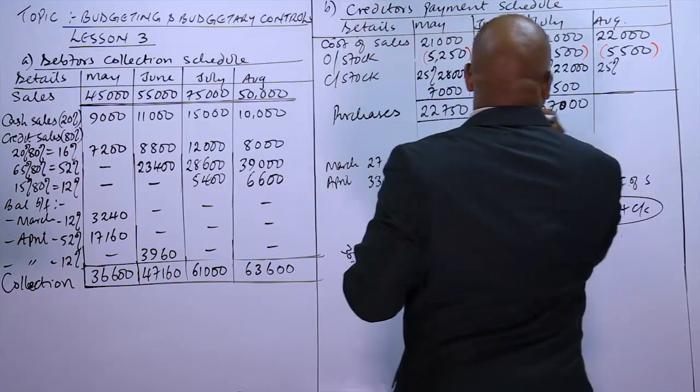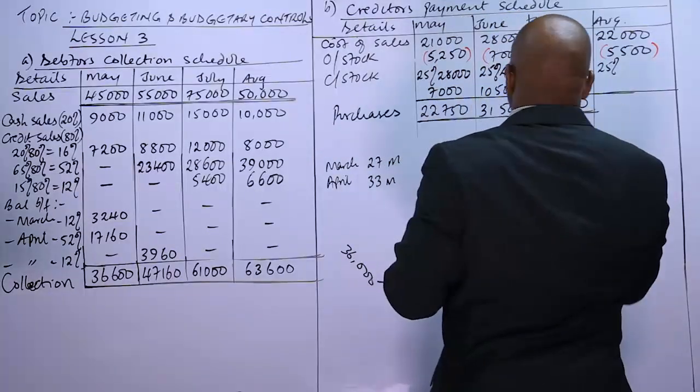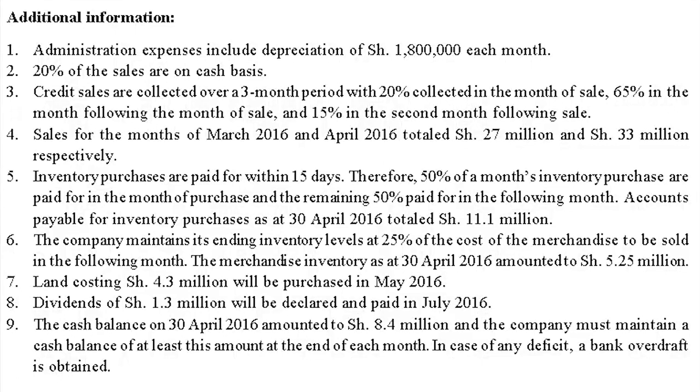So let's see. We are told that these purchases shall be paid when? We have been told in information number 5 that inventory purchases are paid for within 15 days. Therefore, 50% of the month's inventory purchase is paid for in the month of purchase, and the remaining 50% is paid the following month. And then you have the opening balance of the creditors, 11,100. So you can have this done this way now.